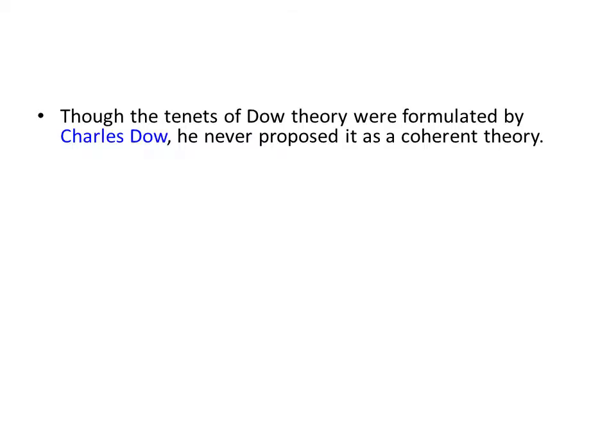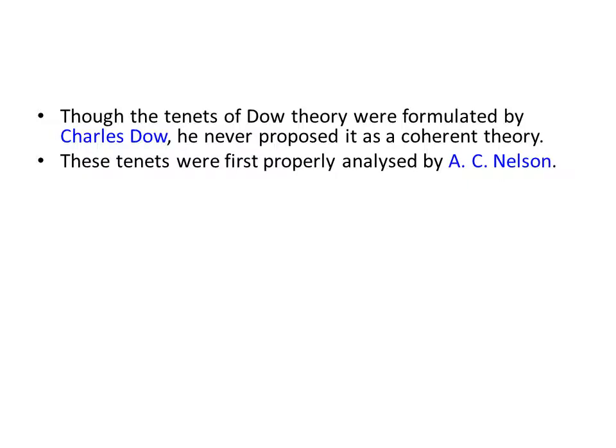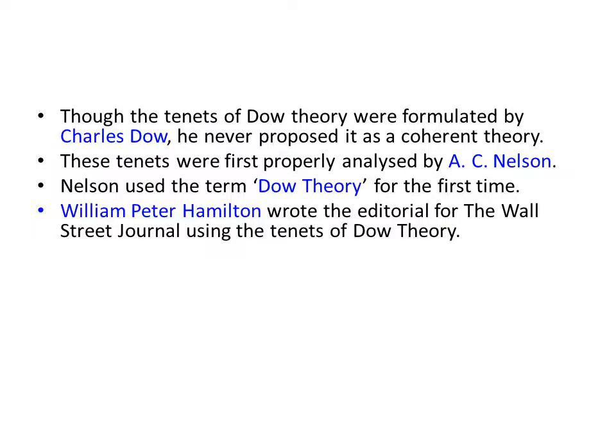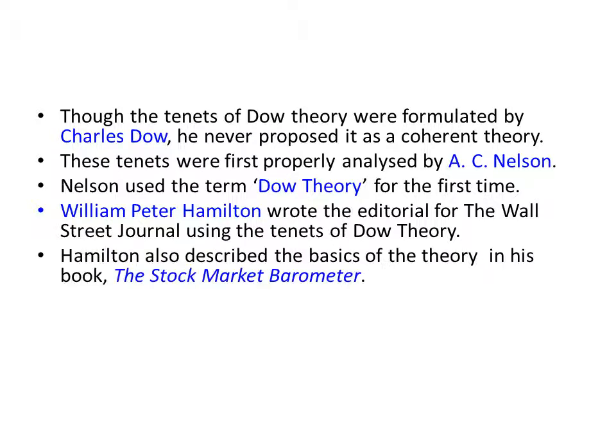Let us see about Dow theory. First, though the tenets of Dow theory were formulated by Charles Dow, he never proposed it as a coherent theory. These tenets were first properly analyzed by A. C. Nelson. Nelson used the term Dow theory for the first time. William Peter Hamilton wrote the editorial for Wall Street Journal using tenets of Dow theory. Actually, Hamilton became editor of Wall Street Journal after the untimely death of Charles Dow.